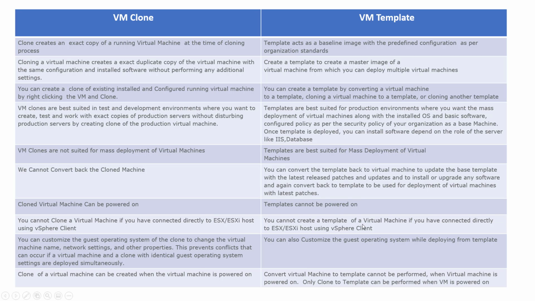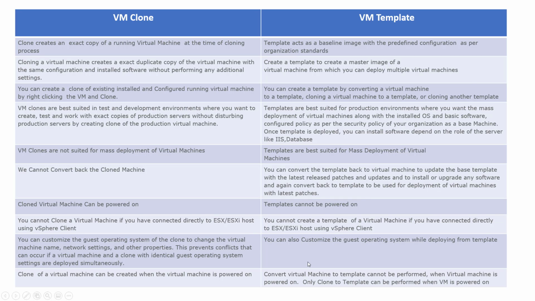Next, you cannot clone a virtual machine if you have connected directly to the ESXi host, and the same applies to the VM template. Deploying a virtual machine from the template, or cloning the virtual machine, is only available when you connect to the vCenter server. These options are not available from the ESXi host. If you directly connect to the ESXi host using the host client, we don't get this option.